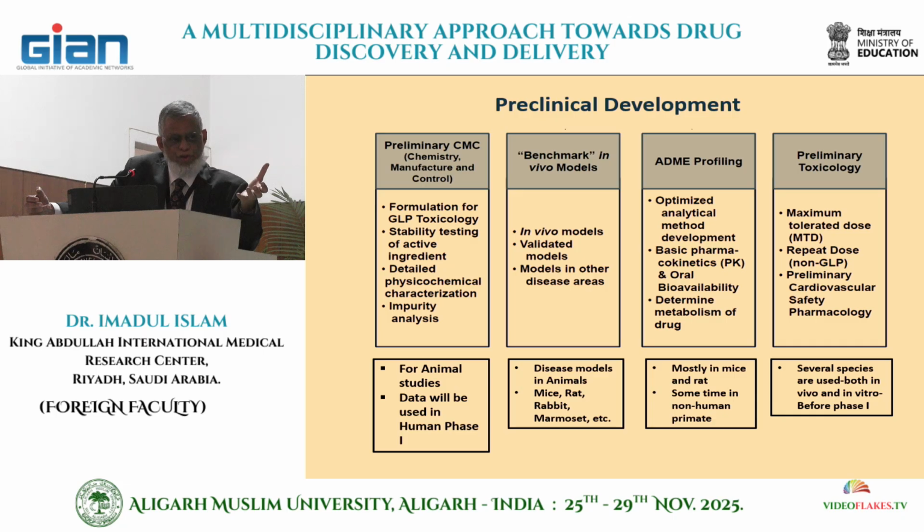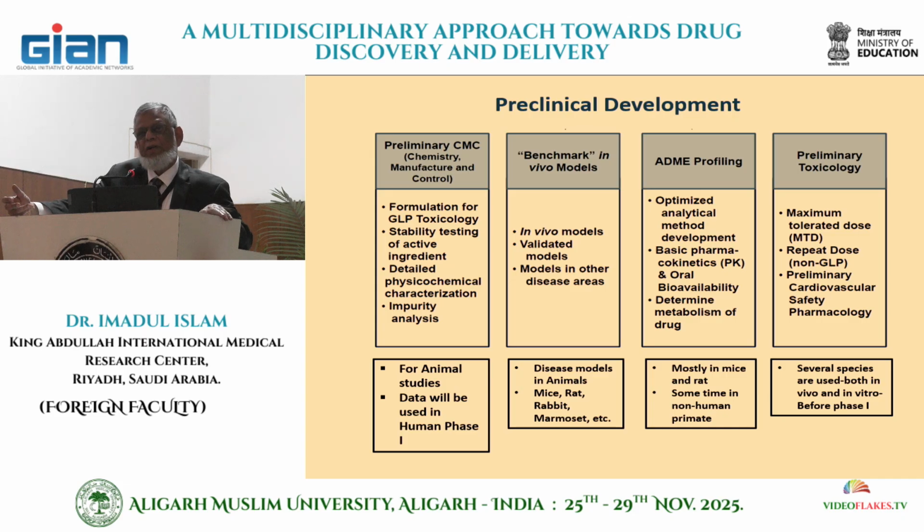And what you use, what you don't use, all those are very, very critical once you make a compound. It may not be amenable to a human being even. So that's very important. And a detailed physicochemical property characterization, impurity profiling, all those things you have to do. These are used for animal studies, and data will be used in human phase 1 also. Then benchmark in vivo model. In vivo model is, once you have a compound tested in vitro, in cells and enzyme, now you have to go to certain animals. So in vivo models are sometimes the diseased model, and it is a validated model.